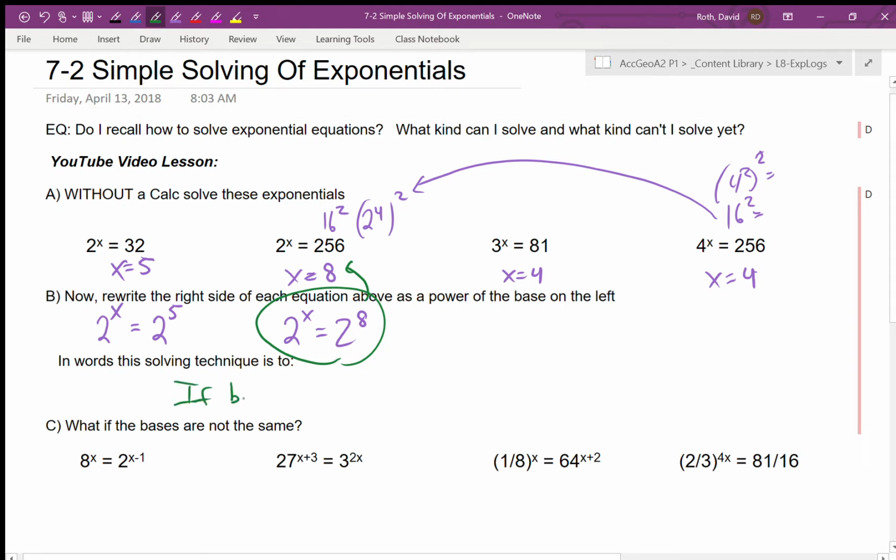If bases are the same, I guess both sides of equals, then powers must be equal.